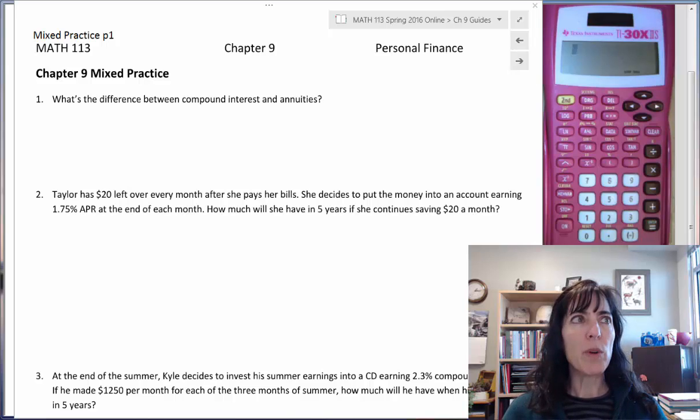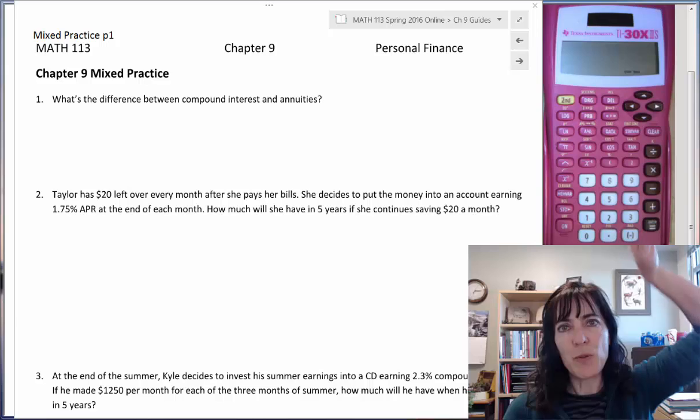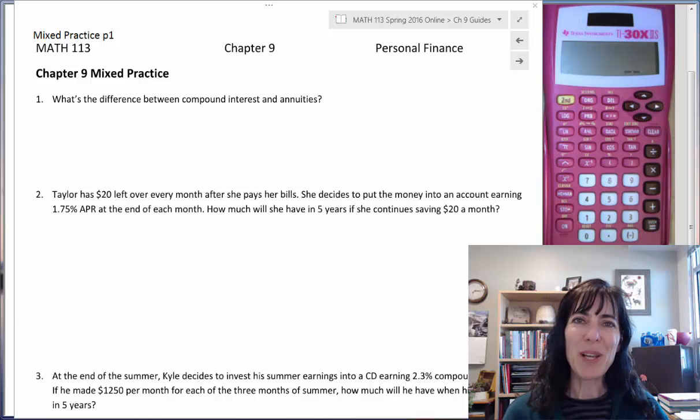Let's start with what's the difference between compound interest and annuities. Compound interest, I know, is interest that gets added onto your account every month or every year, however often you're compounding, and in the subsequent months, you get interest on that principal, the amount you put in to start with, and the interest that you have previously accrued. And in that way, you get this sharp curve. Remember the Excel work that we did? That's the same kind of thing that you're looking at, compound interest.